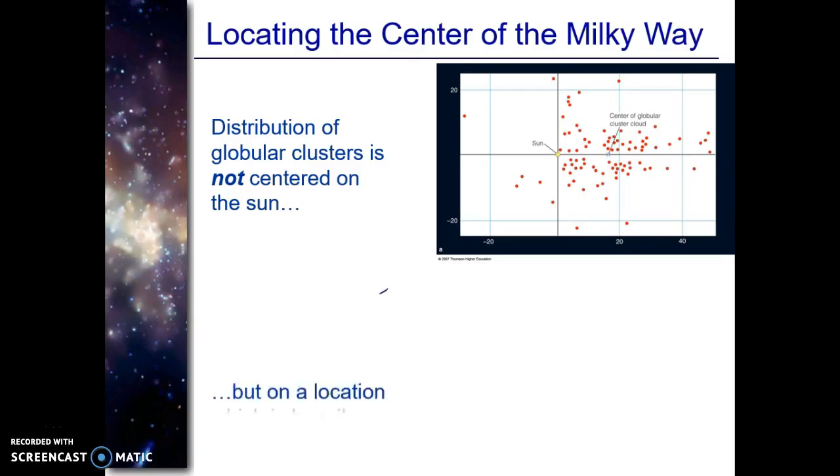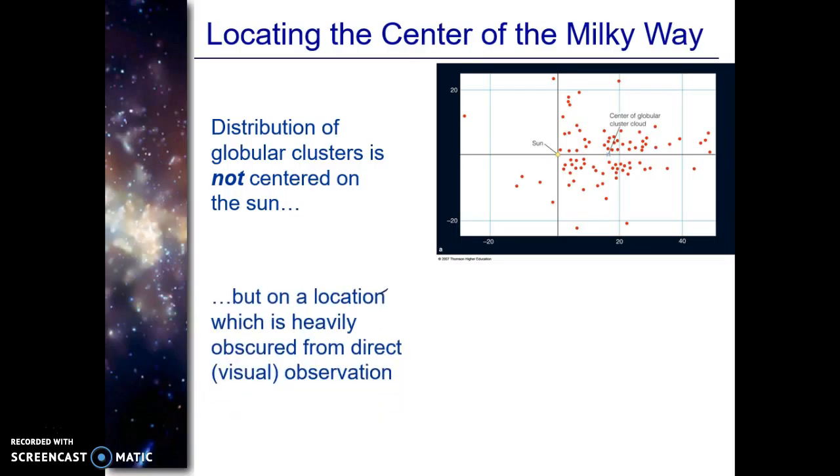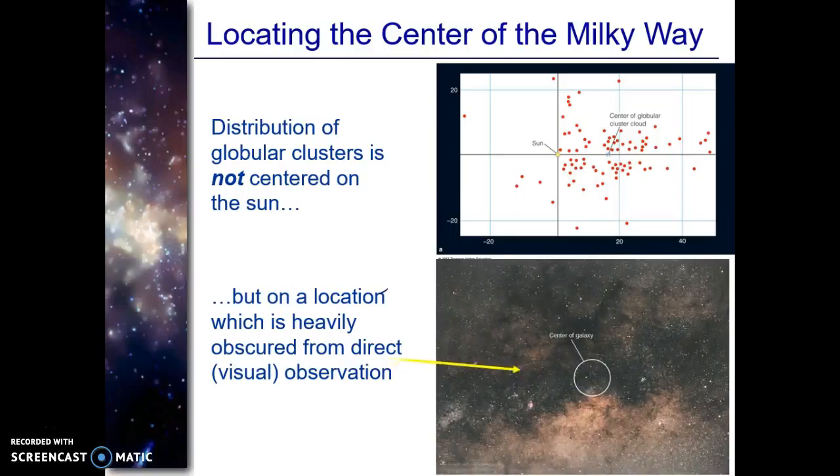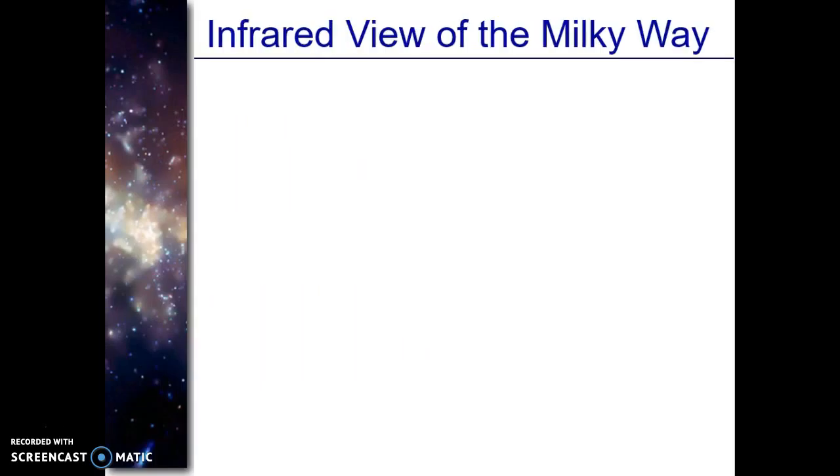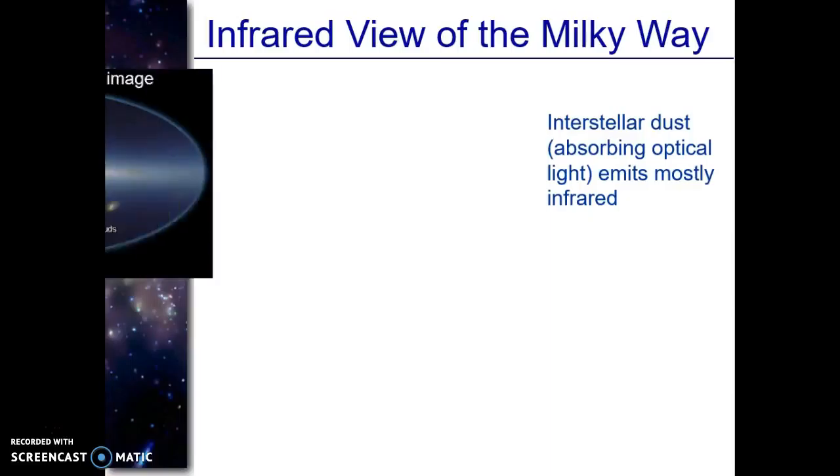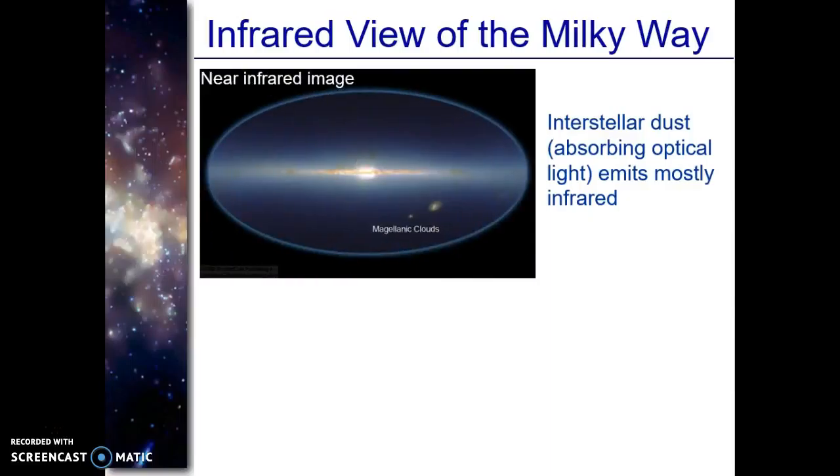Didn't mean to do that. It's in a location that's obscured from direct observation. Why? Because there's a lot of dust, a lot of clouds, a lot of globular clusters, etc. So the center of the galaxy is actually there. They have said that they believe it is more towards the Sagittarius constellation.